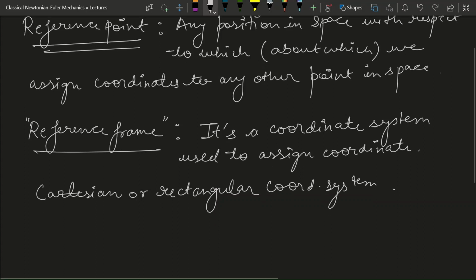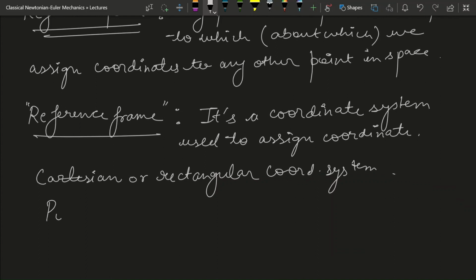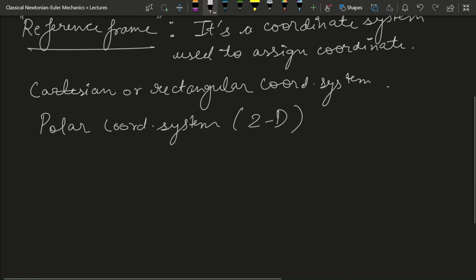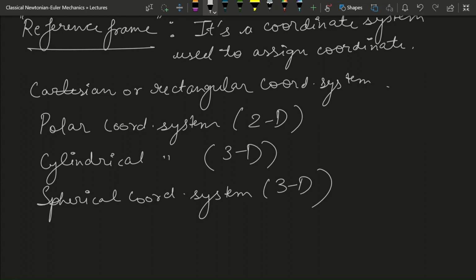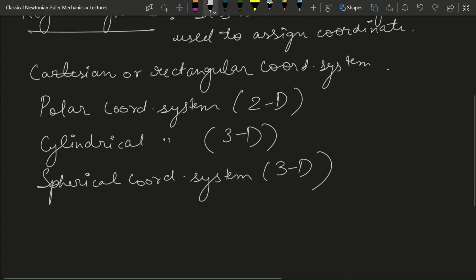Then we have the polar coordinate system. Polar coordinate system is two-dimensional. The three-dimensional version of it is the cylindrical coordinate system. This is the 3D version of it. And we also have the spherical coordinate system. Okay, this is also a three-dimensional coordinate system.